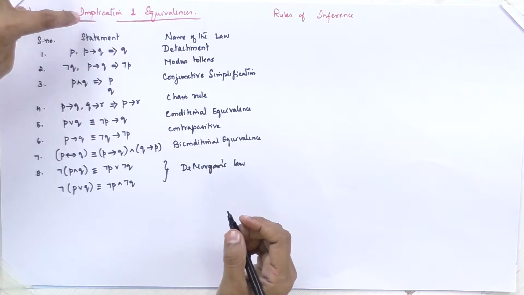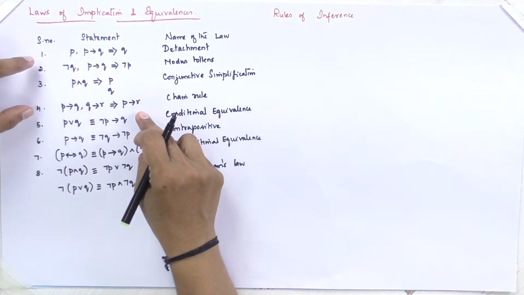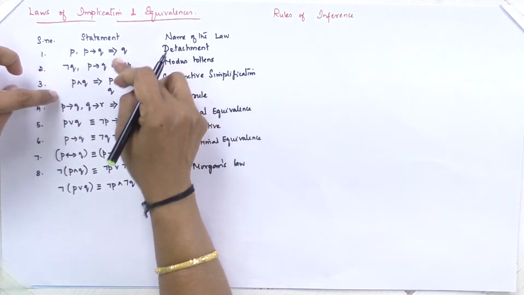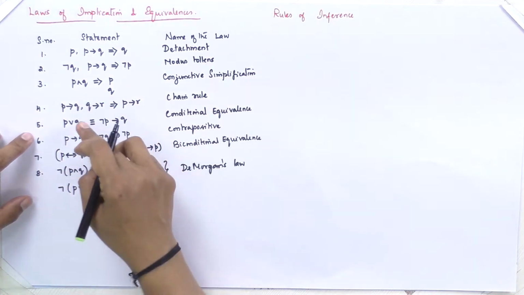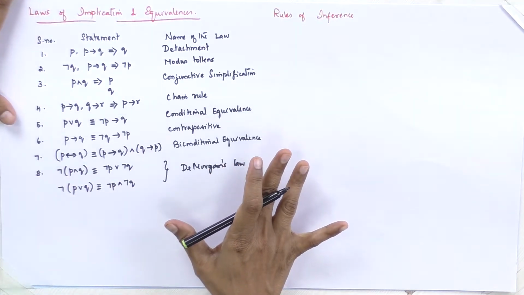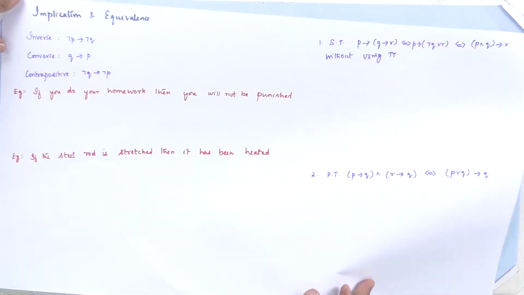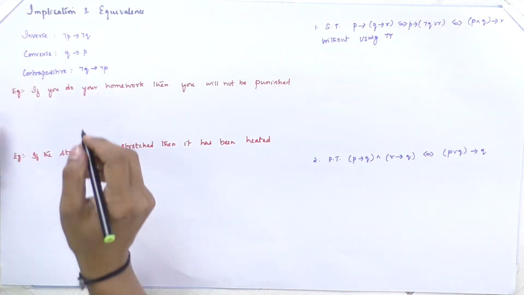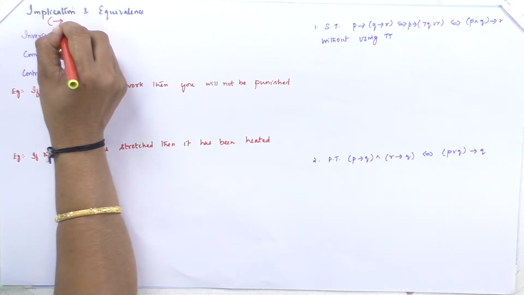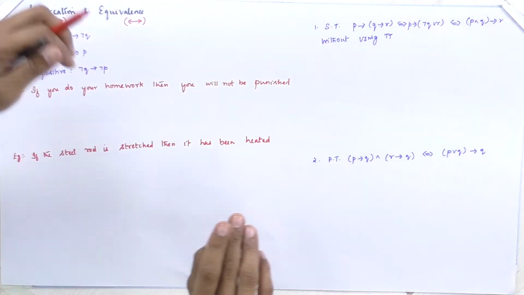Laws of implication and equivalence. Implication says that it is only forward. So for the first four statements, if I have this part, then I can write this. Whereas in case of my last four statements, either way I can write it. So one must be very thorough with this. Implication means it is conditional forward. Equivalence means it is biconditional, if and only if.